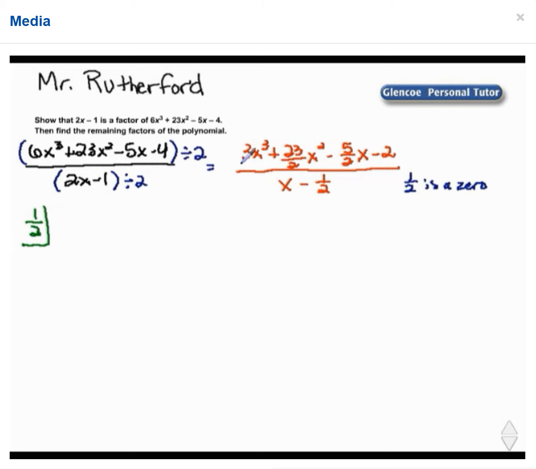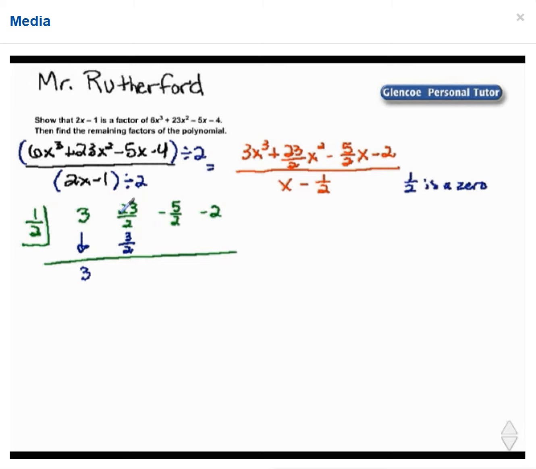Then we're going to write the coefficients of our new polynomial. Our coefficient of x cubed is 3, of x squared is 23 over 2, then of x is negative 5 over 2, and our constant here at the end is negative 2. Now my first step is to bring down the 3, and we're going to multiply 3 by 1 half, which gives us 3 over 2, or 3 halves.